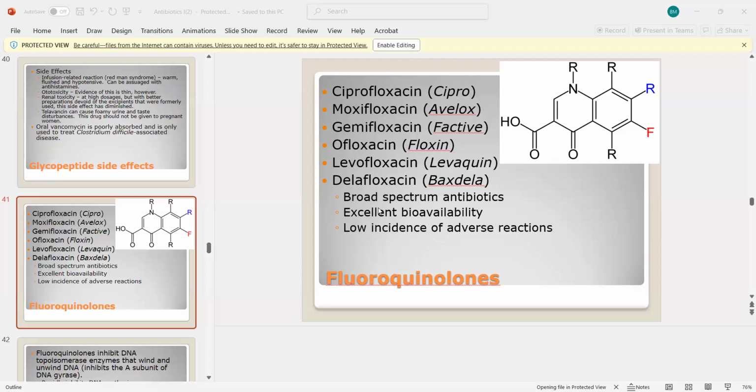So read this list with me, please. Ciprofloxacin, moxifloxacin, gemifloxacin, ofloxacin, levofloxacin, and delafloxacin. Ciprofloxacin is the granddaddy of this group. That was the first one of this group that was discovered.